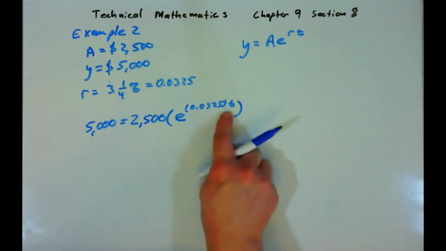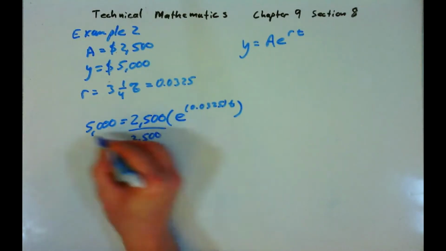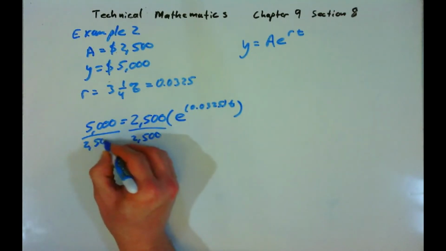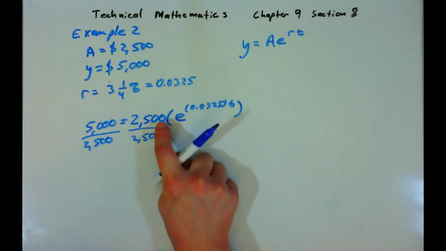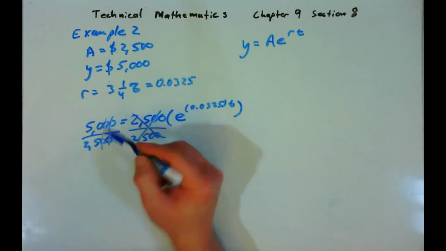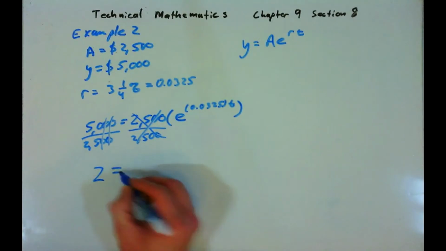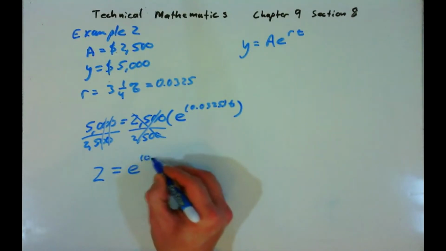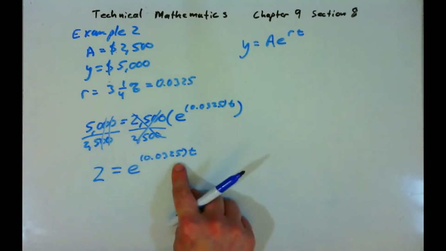And so if we want to solve for t, we want to start by dividing by 2,500 on both sides. I can't take the natural logarithm of both sides until I get rid of any multipliers over here. So 2,500 cancels, the zeros cancel out, and 50 divided by 25 is 2. So we get 2 equals e to the 0.0325 t power.